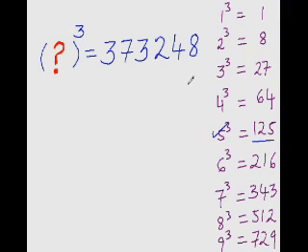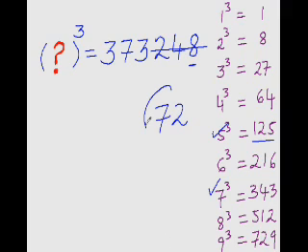Okay. So let's see. The last digit here is 8 and the conjugate of 8 is 2. So write 2 here and strike out the last 3 digits. Now you are left with 373. So what is the number that has its cube near 373? 7, isn't it? So I write 7 here. The answer is 72.